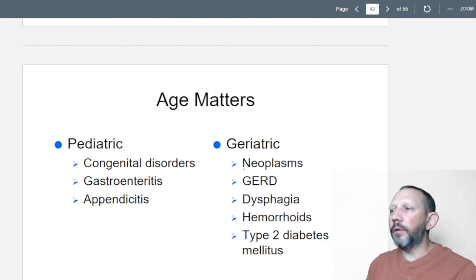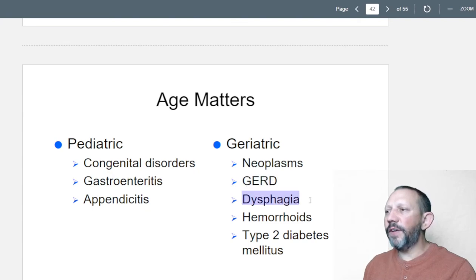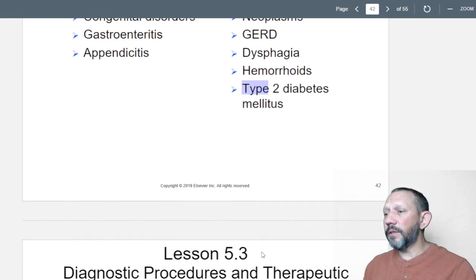Geriatric, old people: neoplasms, cancer, gastroesophageal reflux disease, dysphagia, difficulty swallowing, hemorrhoids on the bottom, type 2 diabetes. So over here, pediatric, we have type 1 diabetes. And so let's look at diabetes for a second. I don't think this has any more, does it?